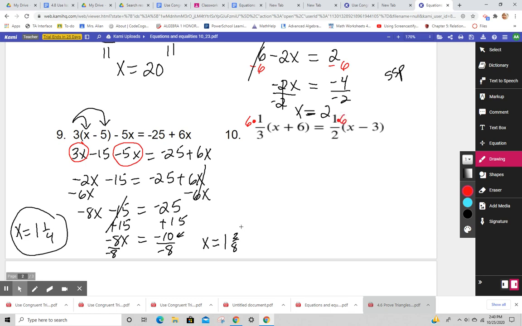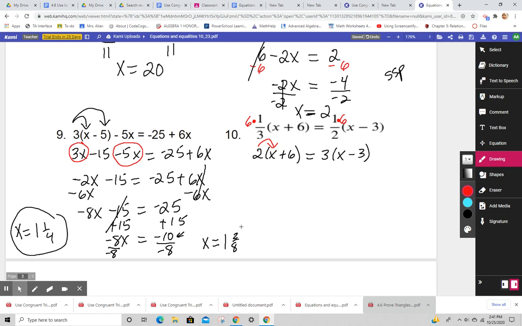All right, let's simplify. 6 times 1 is 6 divided by 3. That's going to give us 2 times the parentheses, x plus 6, equals 6 times 1 is 6 divided by 2. That's 3 times the parentheses. And now we'll just multiply.